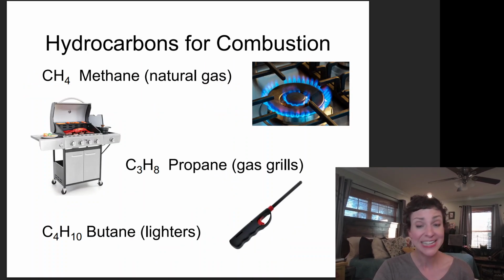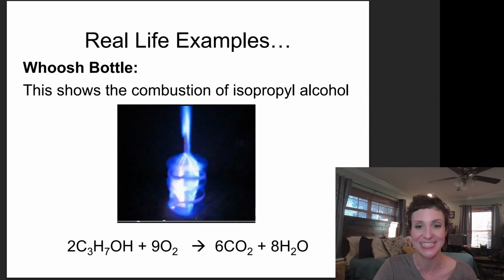So methane is natural gas. I can use natural gas to burn on my stovetop, you guys. Propane gas in my gas grills. I am burning that, yes. Butane is found in my lighters. I am burning that. So all of these are hydrocarbons. So we use hydrocarbons to burn things for combustion.